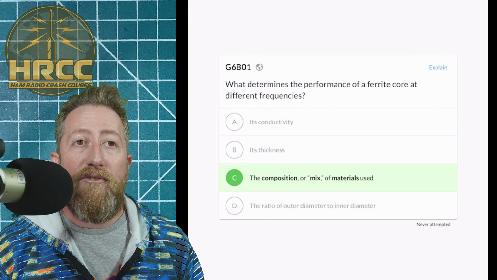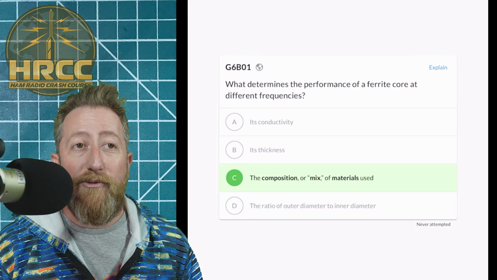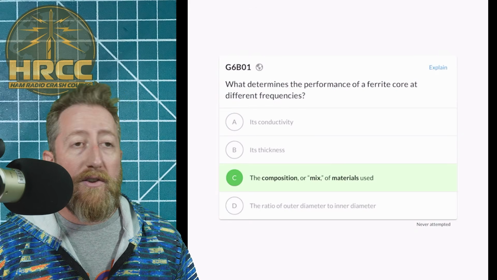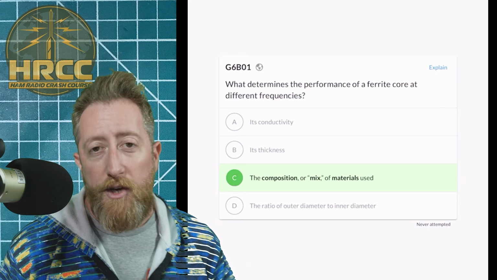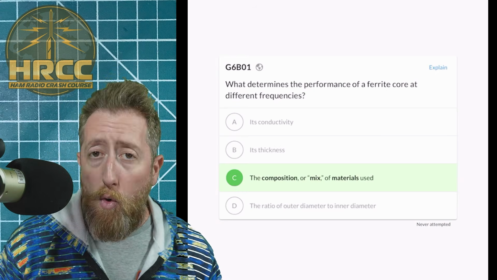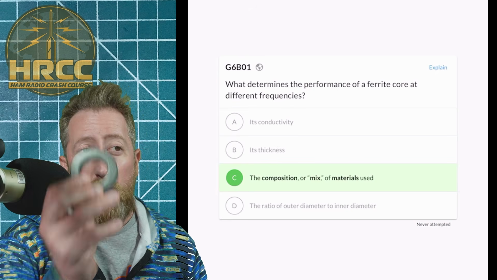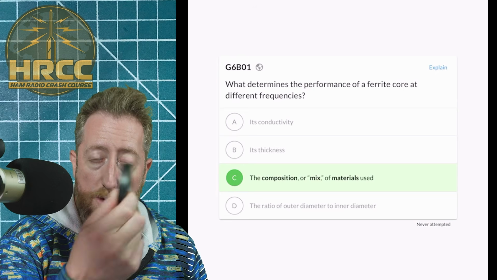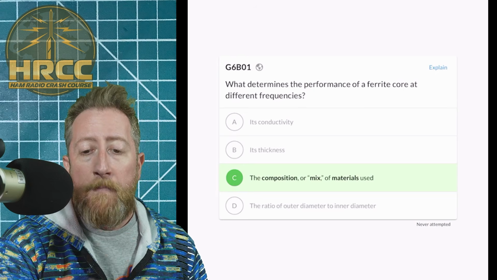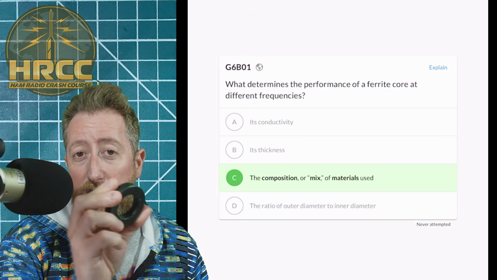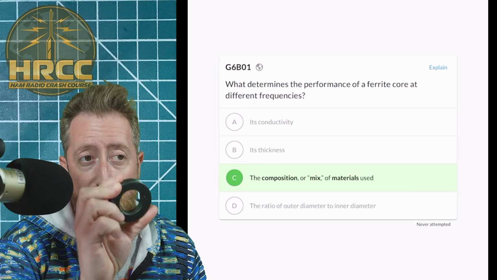Question 1 on section B, what determines the performance of a ferrite core at different frequencies? This is going to become really prevalent for you all who decide to go build your own antennas, or start buying toroid cores like this one to wrap your power cords through, USB cords, whatever, when you have a device that may be potentially creating radio frequency interference.